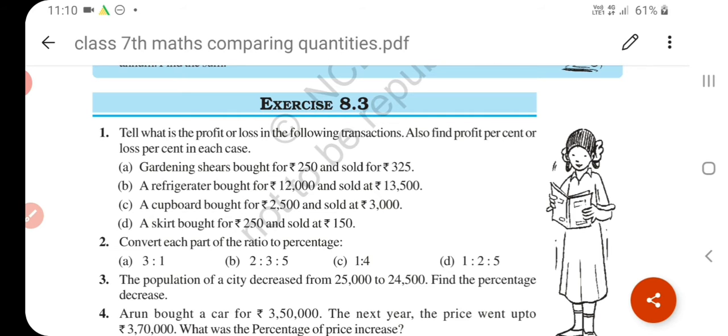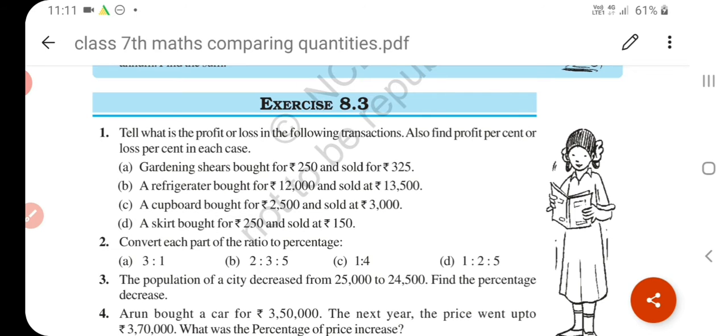Okay, similarly, what do you mean by overhead charge? Overhead charge is the charge which the shopkeeper pays for transportation, or you can say any extra. Suppose he buys a car and is repairing the product or repairing the things, then this price is called overhead charge, and it will be added to the cost price.